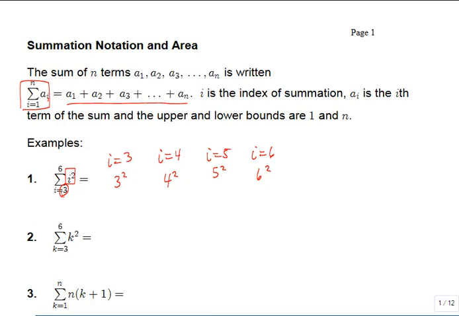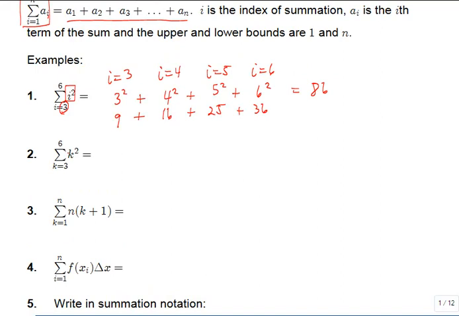And the summation notation means sum up those answers. So we're going to add together all 4 of these. So this would be 9 plus 16 plus 25 plus 36, which is 86. Okay? So if you look at the next example, it looks very similar.